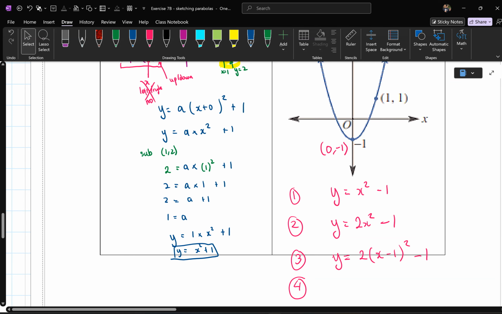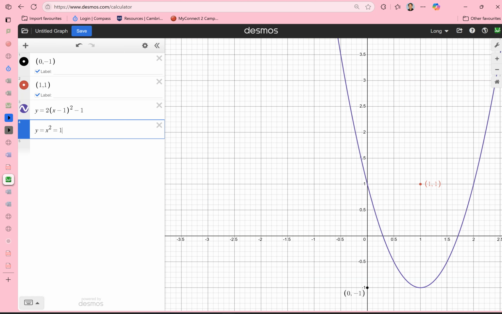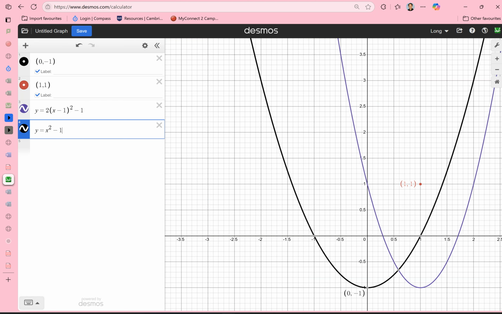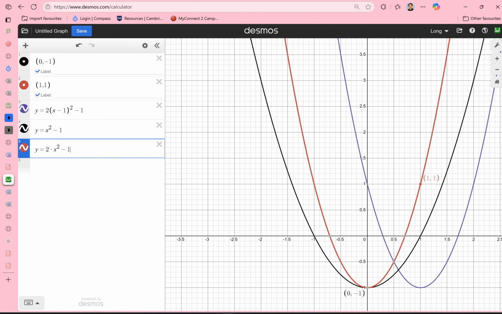Y equals x squared minus 1. All right, so Raph has got the turning point correct, but it didn't cross through 1, 1. Let's see if Sean and Ra has got this one correct though. Of course they did.